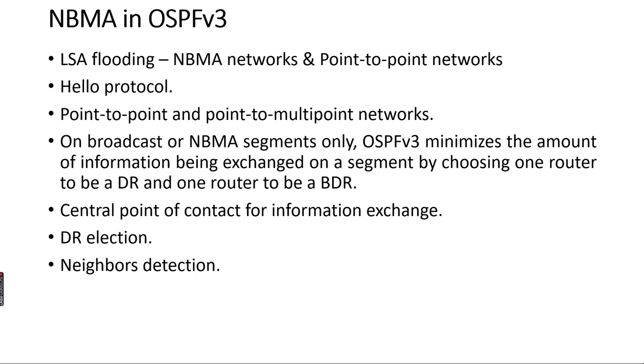And then coming to the DR election. The software takes the priority of the devices on the segment and determines which device will be the DR and BDR. So based on the priority value, this has been chosen. The router with the highest priority is chosen as the DR. And if there is a possibility of a tie, then at that time the router with the higher router ID takes precedence. So after the DR is chosen, the BDR is also selected in the same way.